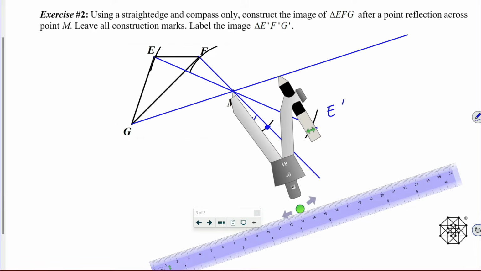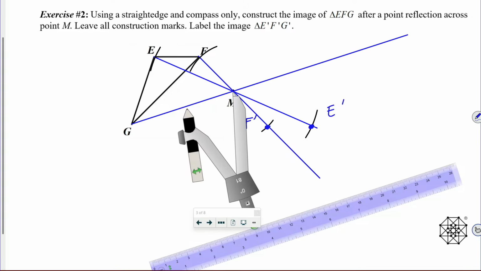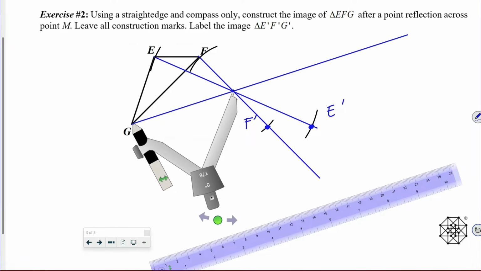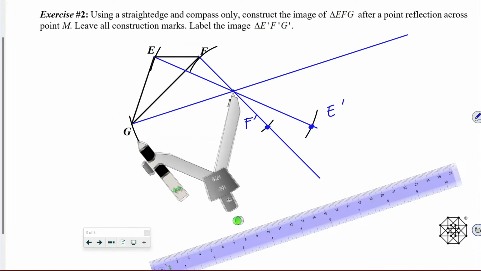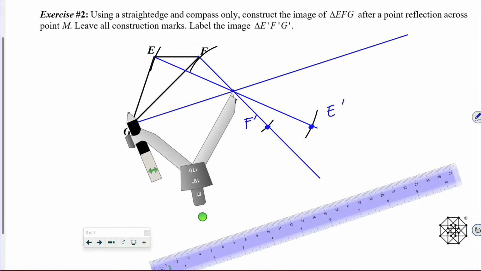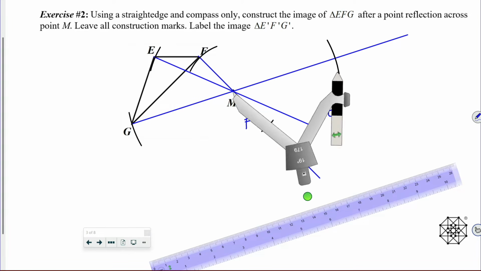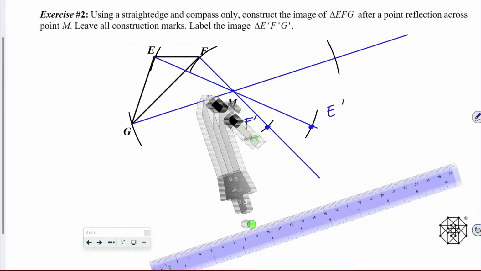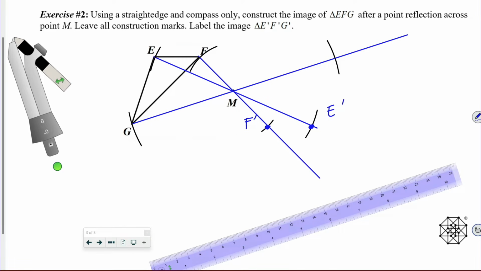Rotate this down, maybe a little bit like this. Flip it, open it up, get that distance right. So many things in the way. Ah, there it is, not bad. Okay, there's my distance. And find it up here. Thankfully, I can now put that bad boy away. That is going to be point G prime.